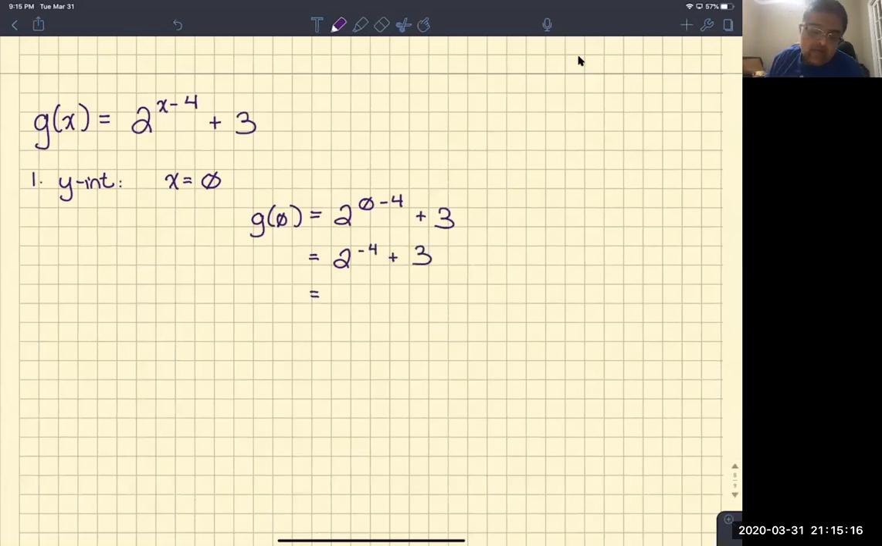Now remember, how do we deal with 2 to the negative 4? How do I make that negative exponent positive? So I take the reciprocal of the base. So it's 1/2 to the 4th power, which is 1/16, plus 3, which is approximately 3 and 1/16. Or if you want an improper fraction, it would be 49/16. So the y-intercept is at 0, 3 and 1/16.